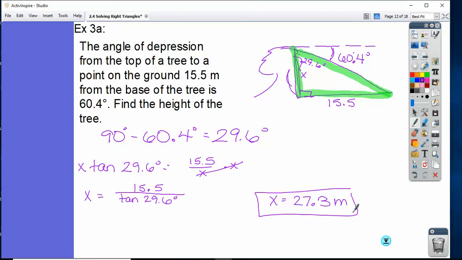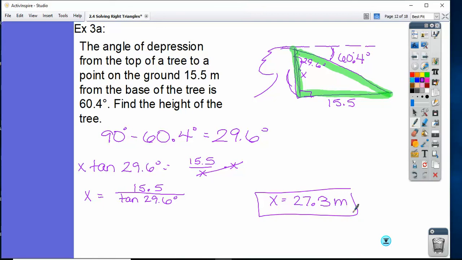You could have also gotten this angle down here. Those are two parallel lines. This would be a transversal, so alternate interior angles. This down here would be 60.4. You just have to be able to find one of them though, so it doesn't matter how you set it up.